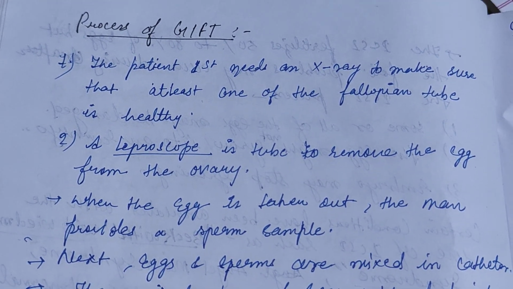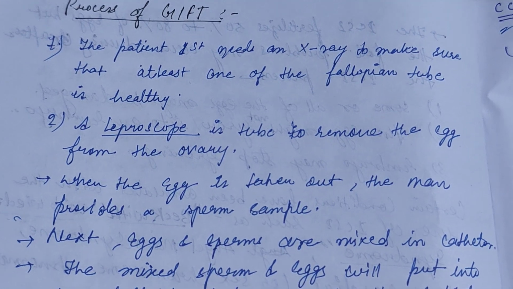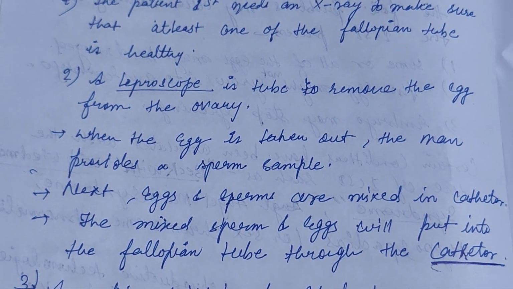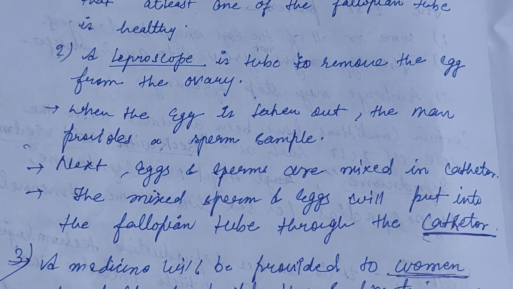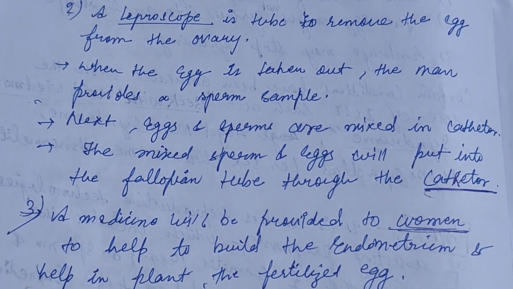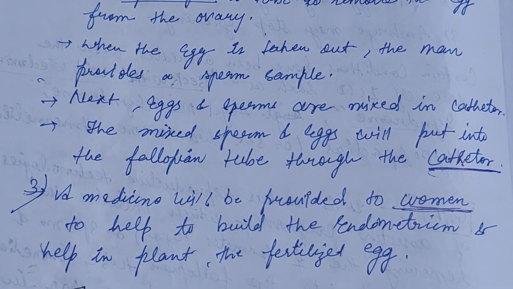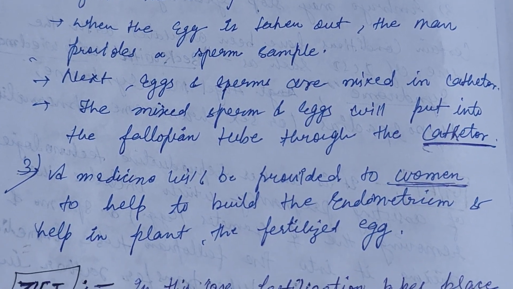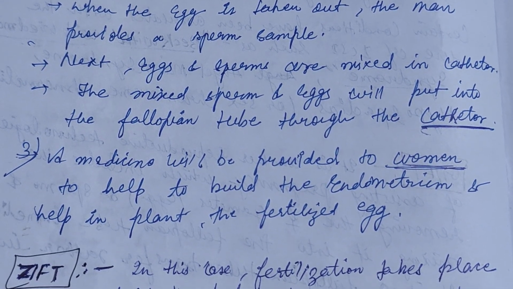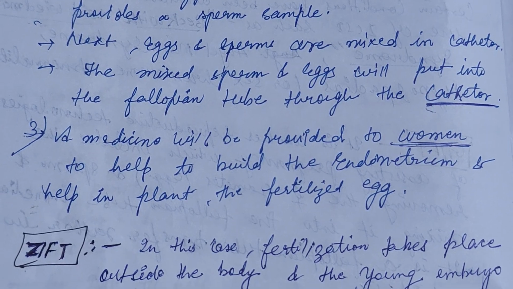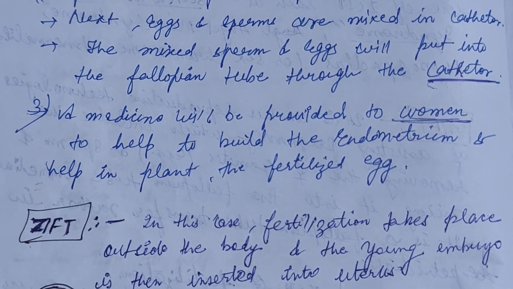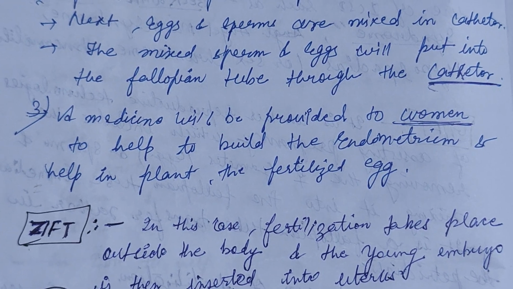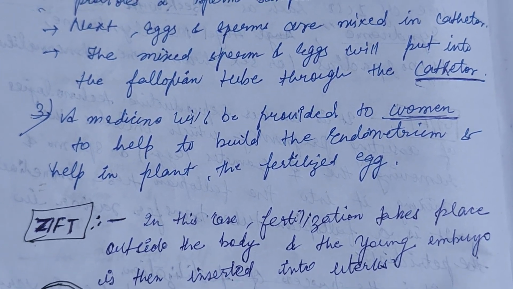Process of GIFT: firstly, the patient needs an X-ray to make sure that at least one fallopian tube is healthy. A laparoscope is used to remove the eggs from the ovary. When the egg is taken out, the man provides a sperm sample. Next, the egg and sperm are mixed in a catheter, and the mixed sperm and egg are put into the fallopian tube through the catheter. A medicine is provided to the woman to help build the endometrium and help implant the fertilized eggs.